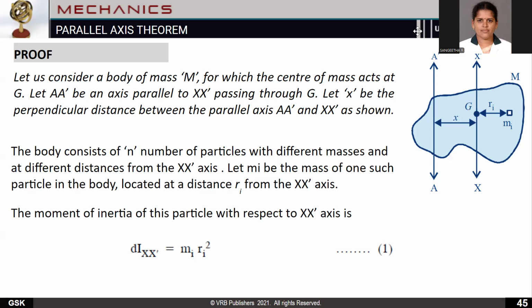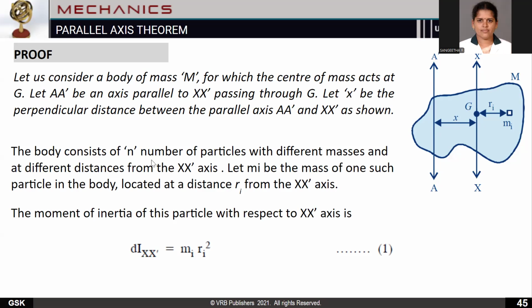And here we have two axes. One is A dash and another one is XX dash. XX dash passes through the center of mass. A dash is parallel to XX dash. So let the distance between A dash and XX dash, that is, the two axes, be equal to x.